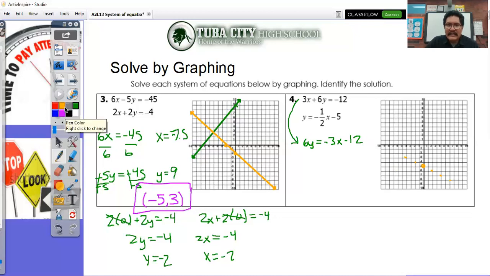Now the reason why sometimes it's a good idea to put them into slope-intercept form is, again, slope-intercept form is useful because you can see some of the numbers that your slope is made of. So in this case, I have 3 over 6, which I can reduce to 1/2. And I have here -12 divided by 6, which would be -2.